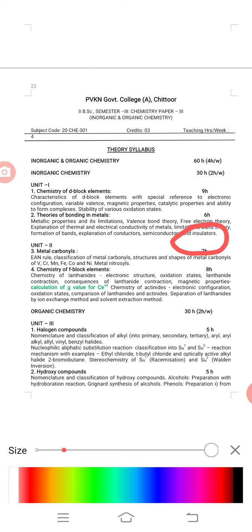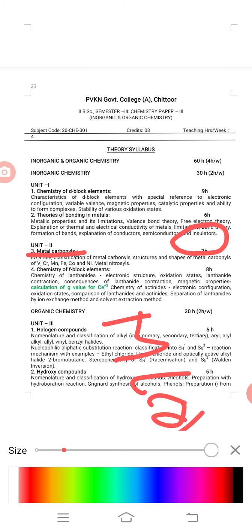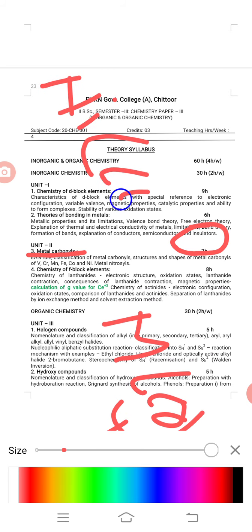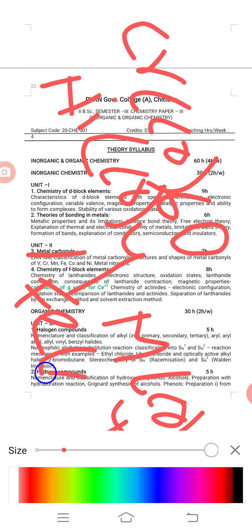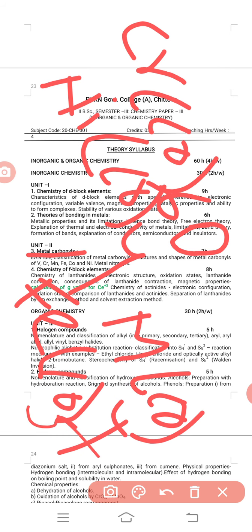Later we will discuss the next topic, metal carbonyls. What are metal carbonyls? Metal carbonyls are very simple: compounds containing metal and carbonyls are called metal carbonyls. For example, Ni(CO)4, nickel tetracarbonyl. Cr(CO)6, chromium hexacarbonyl. Iron pentacarbonyl. Those are the metal carbonyls.